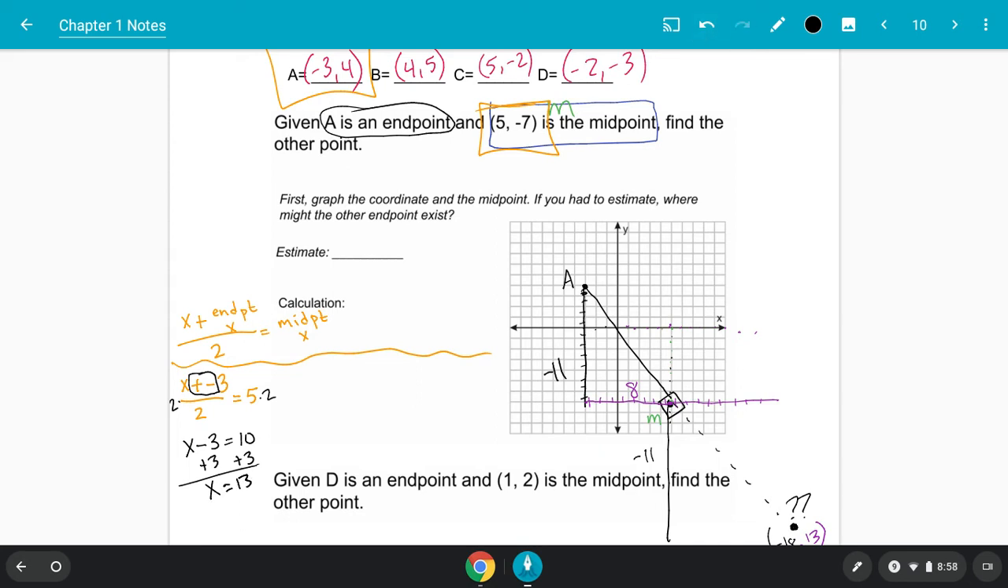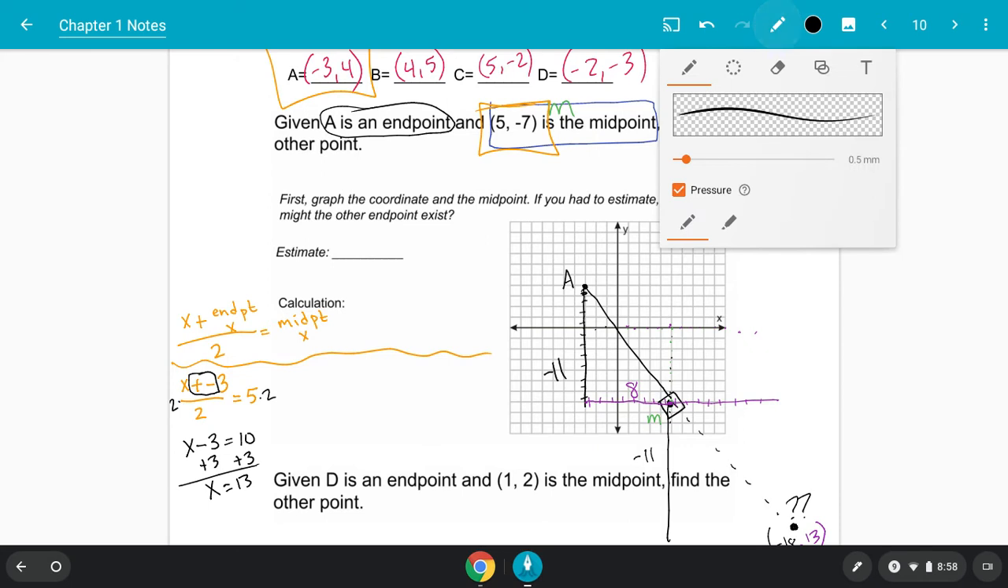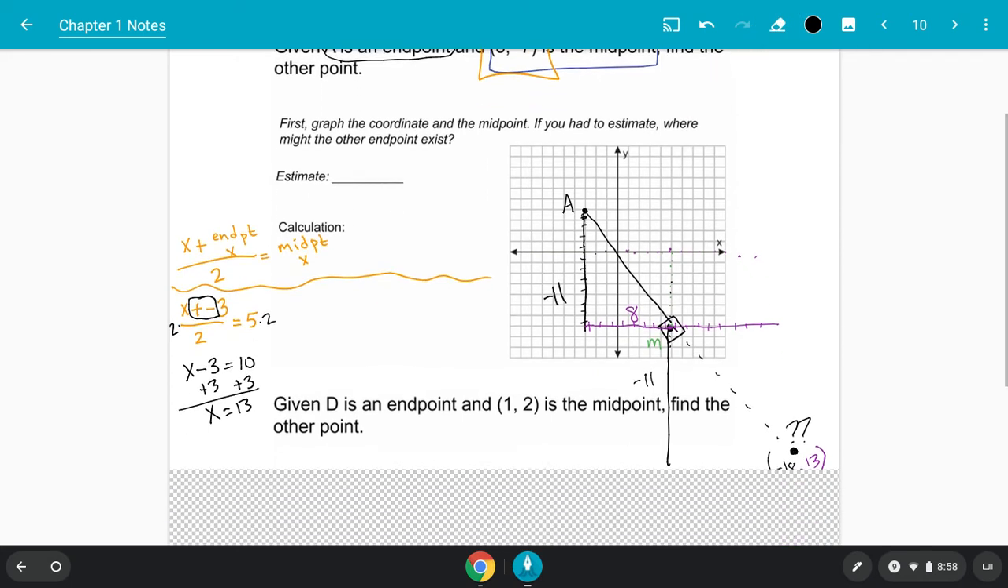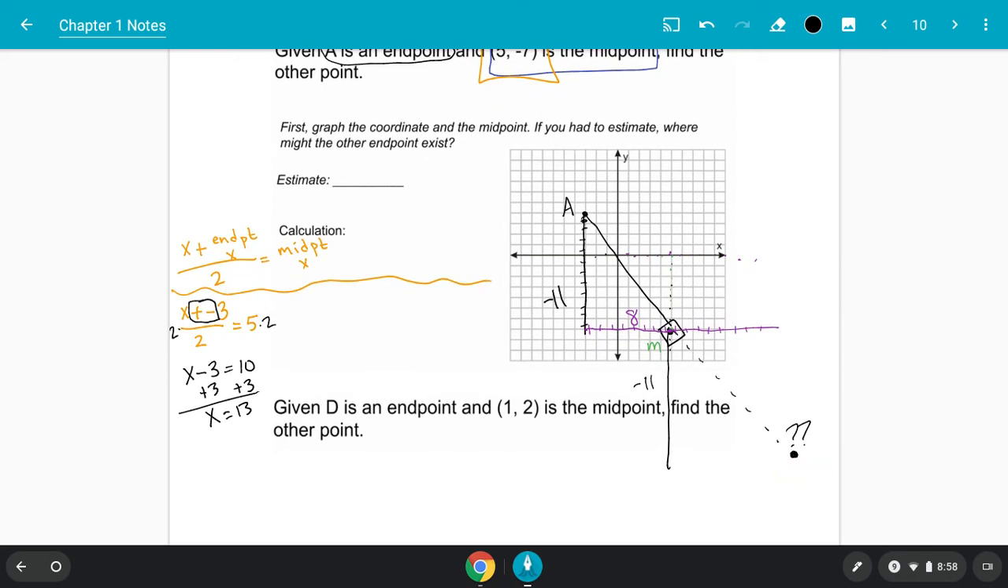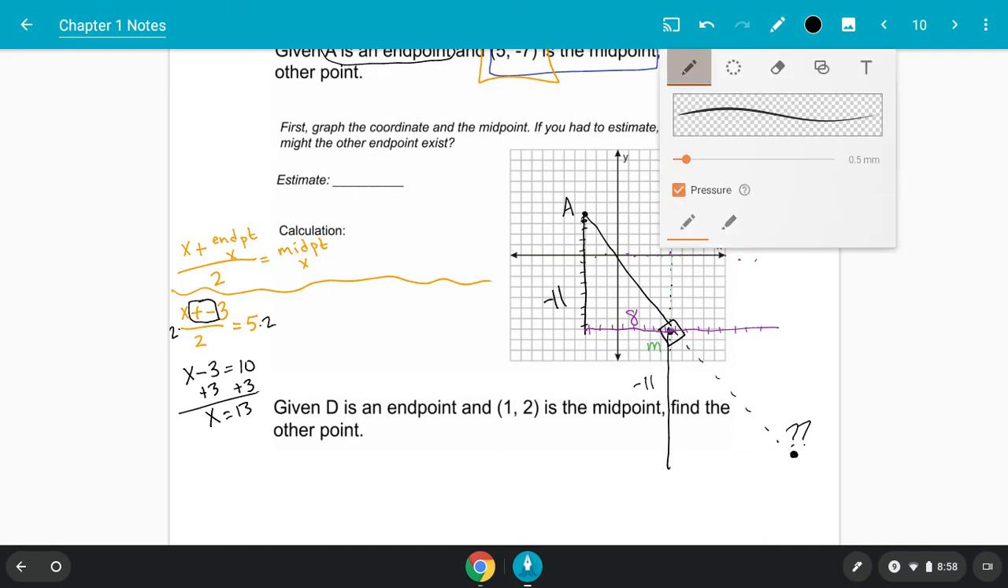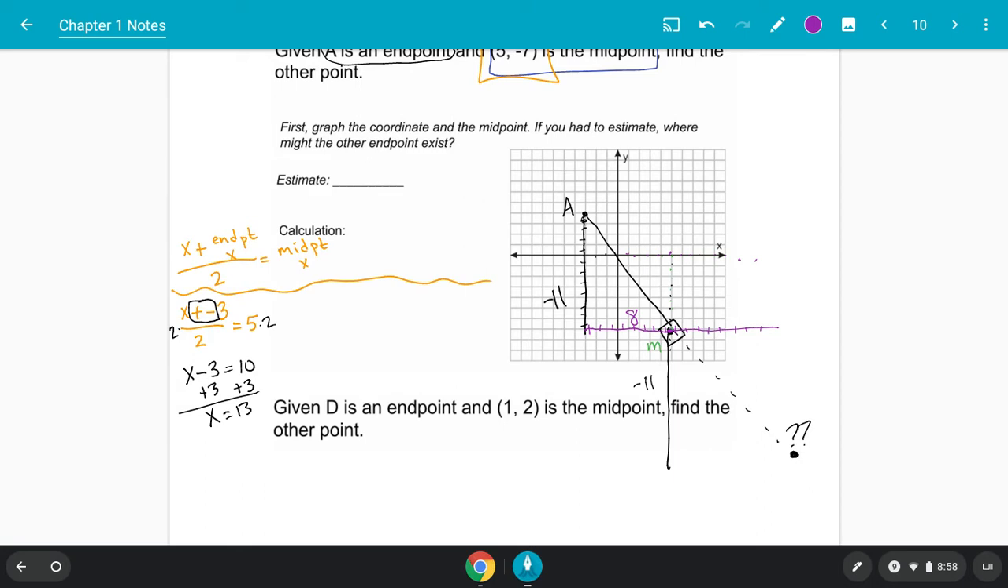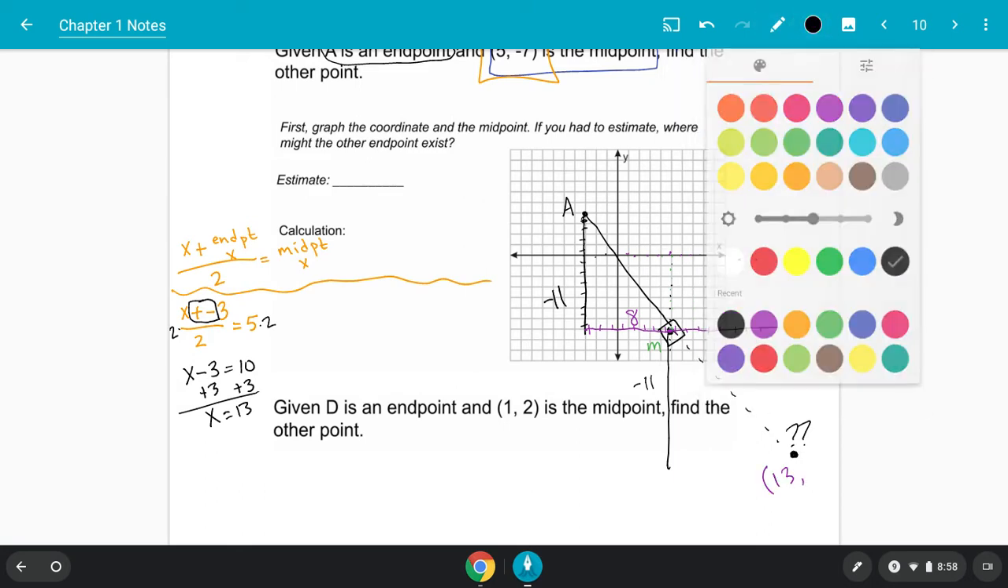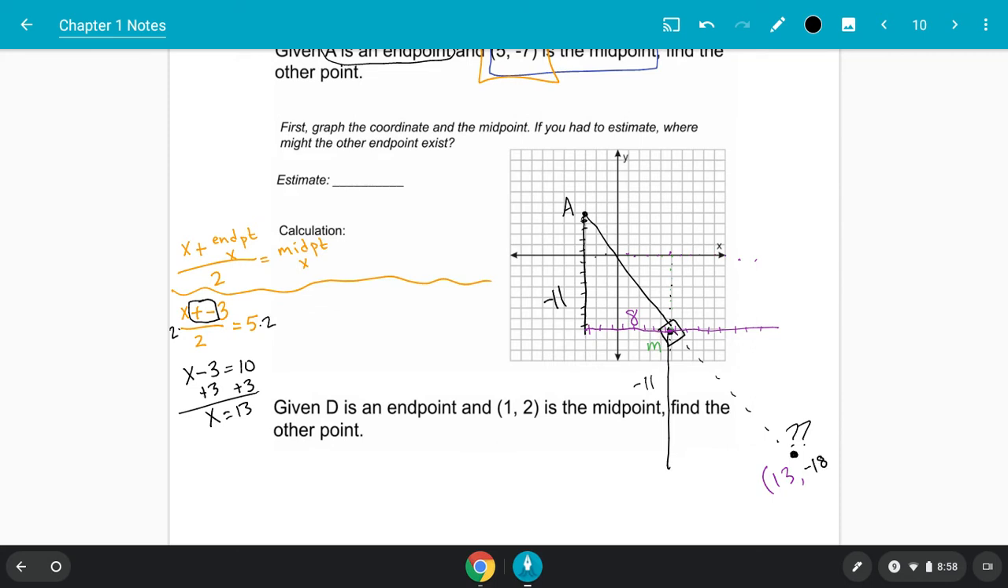13. Also, you guys, I just realized over here, I was just kind of scratching things out, and I flipped these two numbers around. We should have had 13 first, and then -18 for the y. My apologies. So we know the x value is in fact 13.